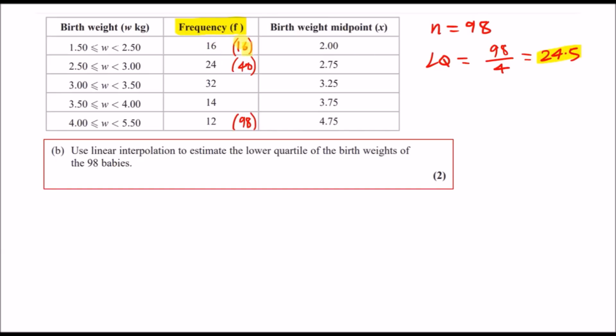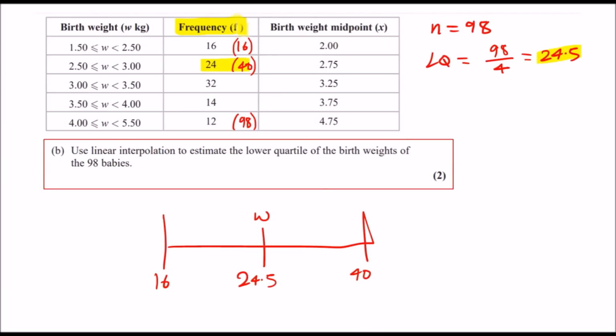Well, if we already covered 40 babies, then we know it must be after this group, but somewhere in this interval. So by linear interpolation, always draw this first. This lower quartile, which represents the 24.5th baby, we want to find this actual value, the actual quartile. Let's call this weight W, the lower quartile weight. We know that this baby lies after the 16th baby, but before the 40th baby. At the 16th baby, the maximum weight was 2.5 kg.